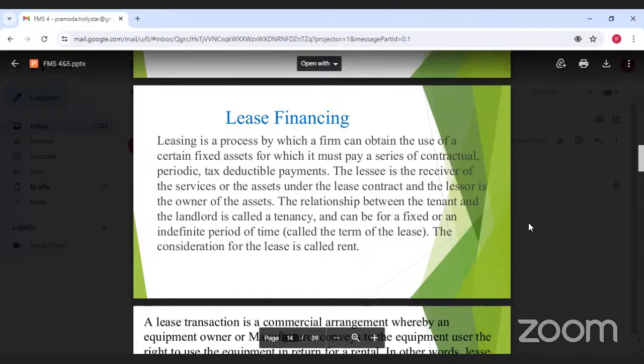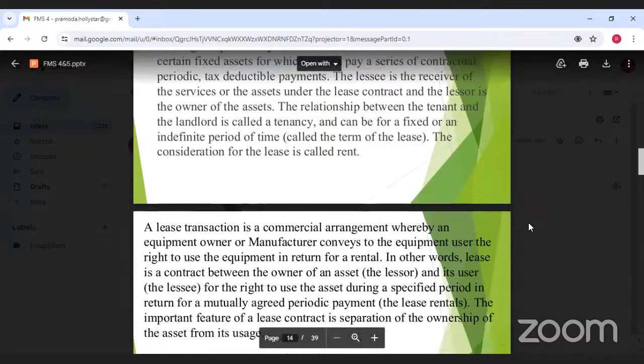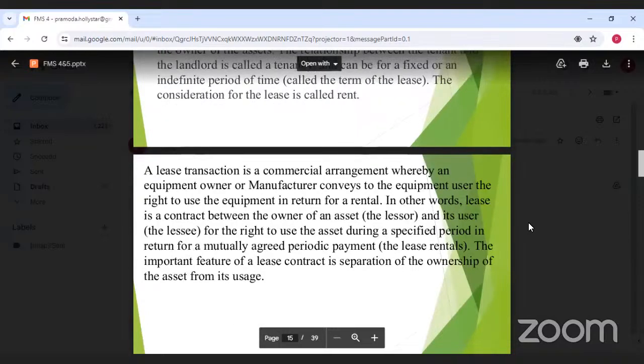Such kind of agreements or financing facility, you call it lease financing. Now the question is, a lease finance transaction is basically a purely commercial contract or commercial agreement, purely for the purpose of rent, for the purpose of generating revenue.